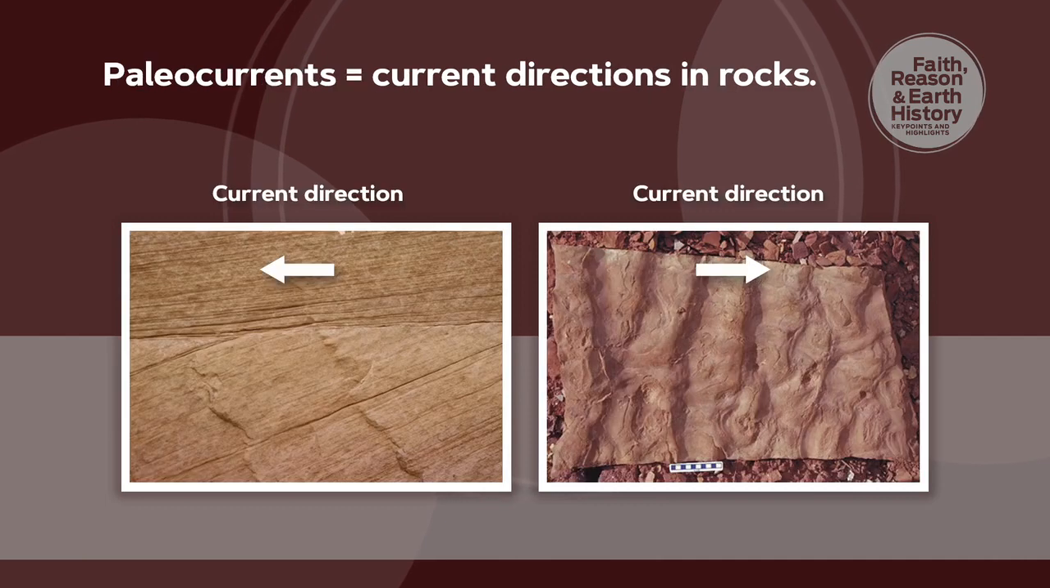towards the right. When we figure out these currents in rocks, we refer to those as paleocurrents, the current direction in the rock when the rock was formed. And so in each of these, you can tell which way the current was flowing by the nature of these structures in the rock. And because of this, we can then go back to rock formations and tell which way the current was flowing when that formation was deposited.